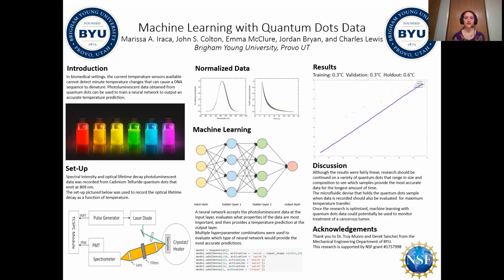Also, when recording data, the quantum dot sample is held in a microfluidic device that helps to heat the quantum dots and change them as a function of temperature. So we're also trying to optimize the microfluidic device also. Getting the optimal amount of use from our research is important because potentially this could be applied to treating cancer in terms of monitoring a cancerous tumor to make sure that only the tumor is being destroyed and not also the surrounding healthy tissue.